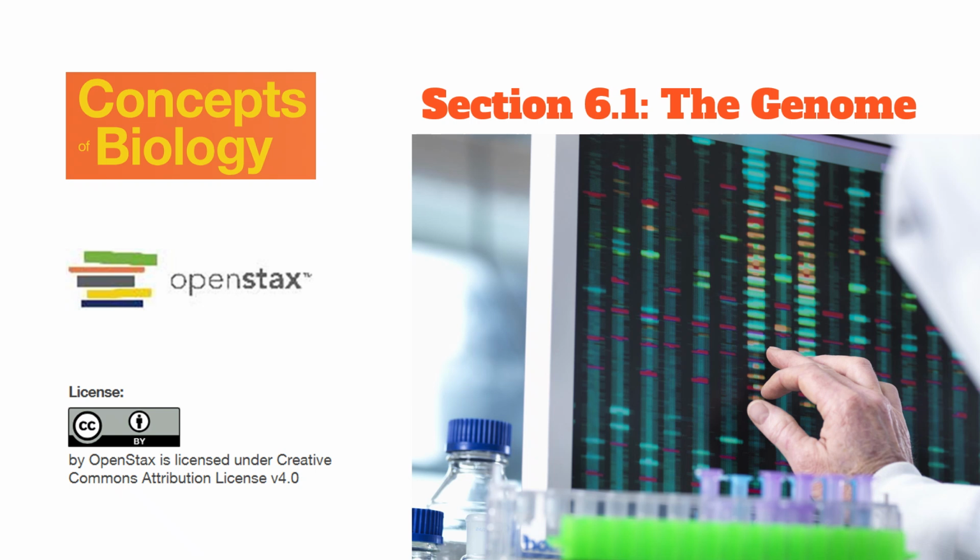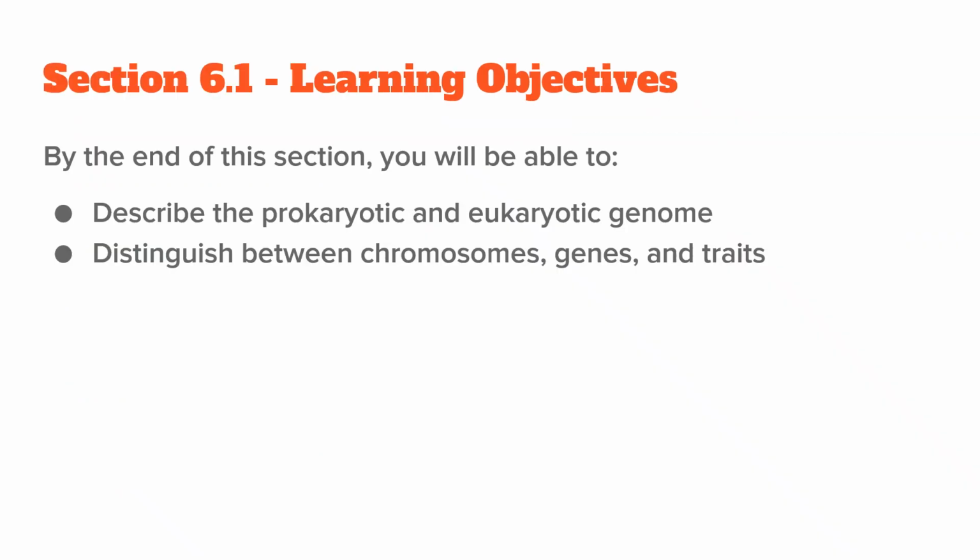Welcome to section 6.1, the genome. In this section, we'll explore how genetic information is organized, from entire genomes down to individual traits. By the end of this section, you should be able to describe the differences between prokaryotic and eukaryotic genomes and distinguish between chromosomes, genes, and traits.